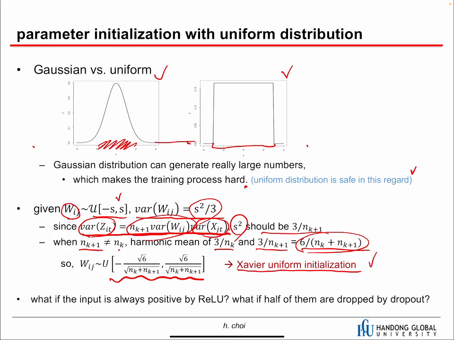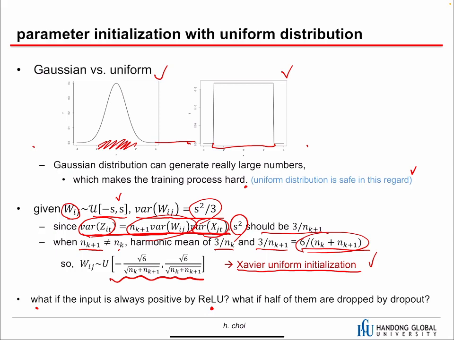But there are a couple of questions that you have to think about. First, what if the input is always positive because of ReLU? Then we don't have negative input. Always we have positive. That changes the distribution of the input.